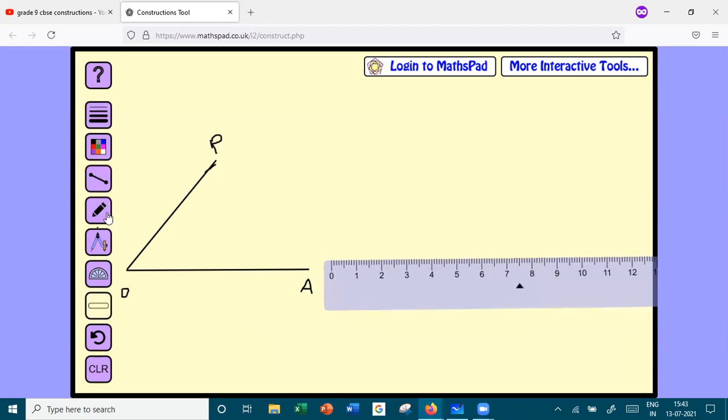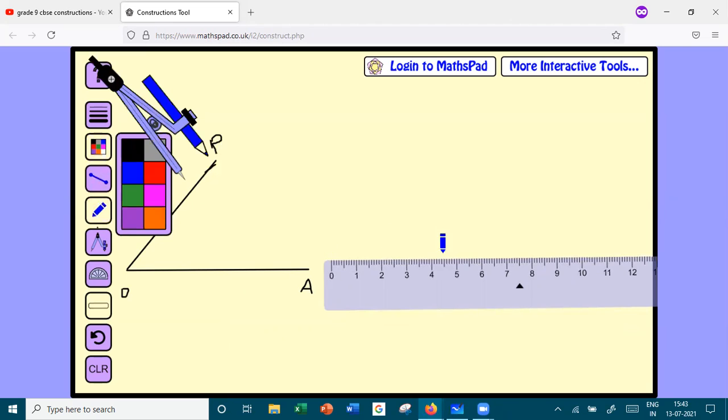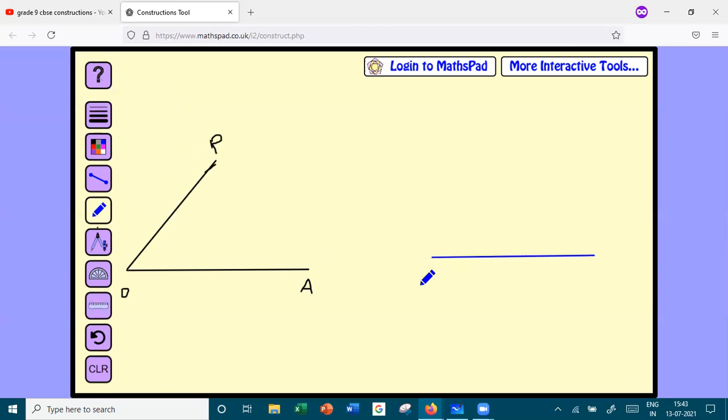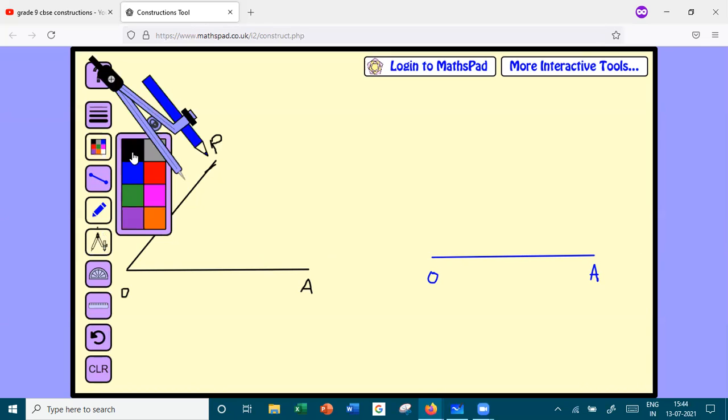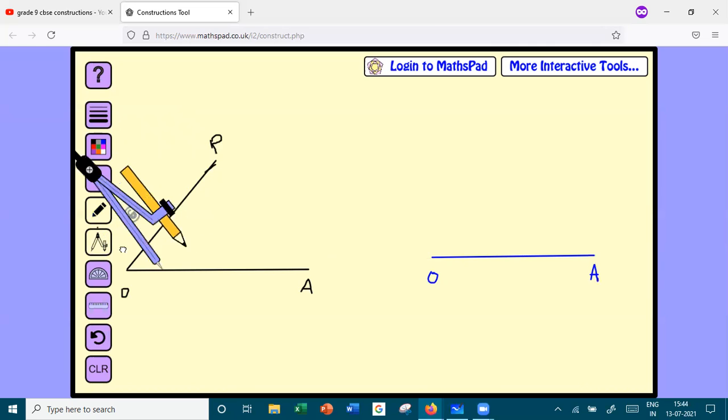Okay, so let me make this in blue color. Let me draw it here. And this I'm again calling OA. We are copying it. Now what we'll do is we'll take our compass and we are just going to cut an arc here.